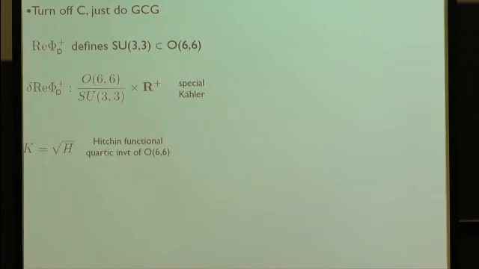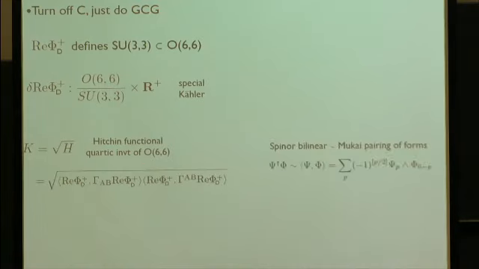So indeed, as I said at the beginning, these Kähler potentials are given by quartic invariants, and in this case it is the Hitchin functional. The details are not very important, but it can be written like this, where these are the O(6,6) gamma matrices. This is the Mukai pairing of forms, which is the symplectic invariant top form, in the spinor language. This is what corresponds to the spinor bilinear, and these gammas act by the Clifford action.